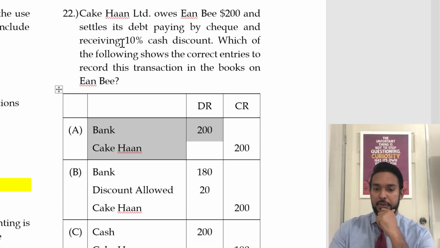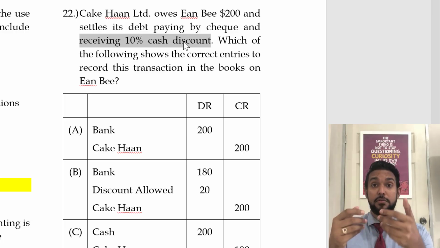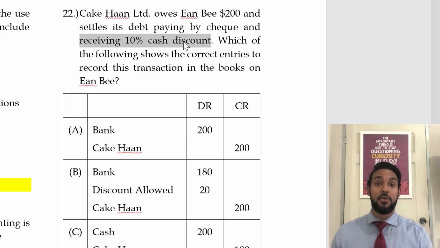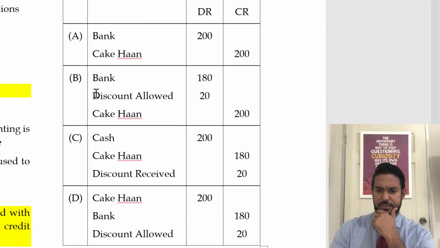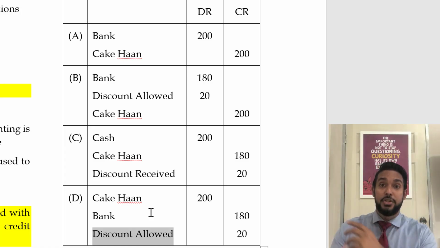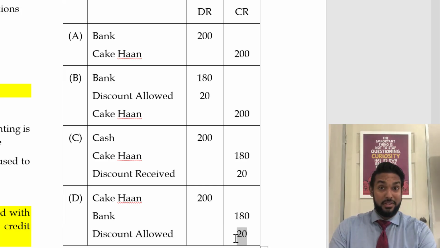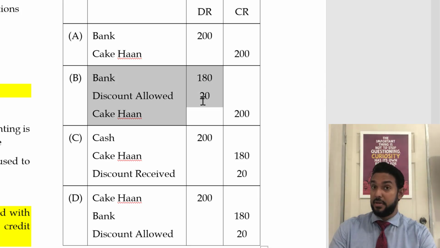Well, remember, there was a 10% cash discount, which means discount allowed is going to be one of the entries involved in the recording of this transaction. So if we take a look here, we're seeing two options with discount allowed, one up here and one down here. Discount allowed is an expense, which means you're going to have to debit discount allowed to record the entry of discount allowed. So this one down here shows a credit to discount allowed, which shouldn't happen unless you're correcting an error. So this one here seems to be the best answer.